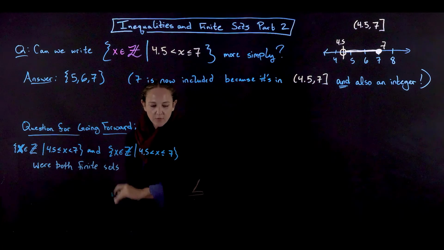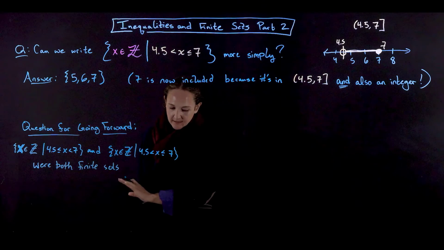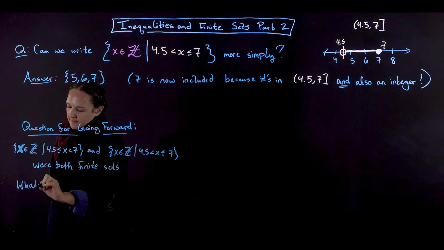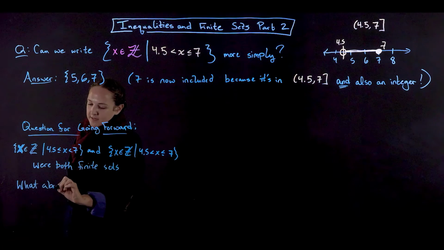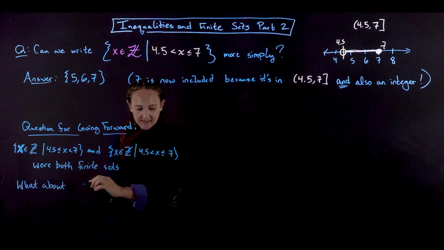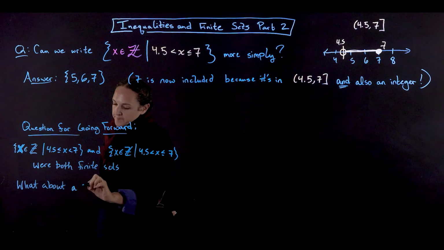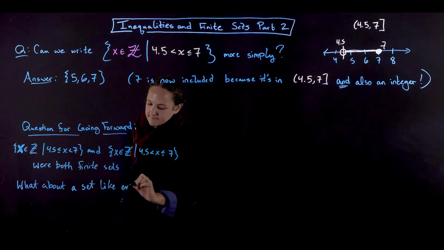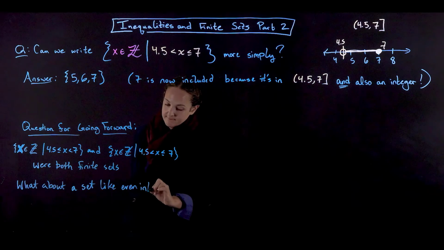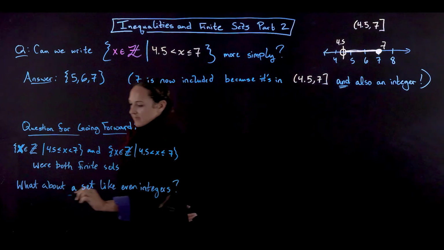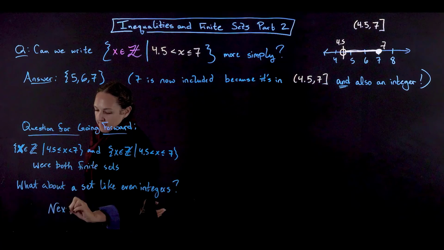So how would we handle a set like the even numbers, which is not finite? You can't just list it out in a finite amount of time. What about a set like the even integers? We will cover that next time.